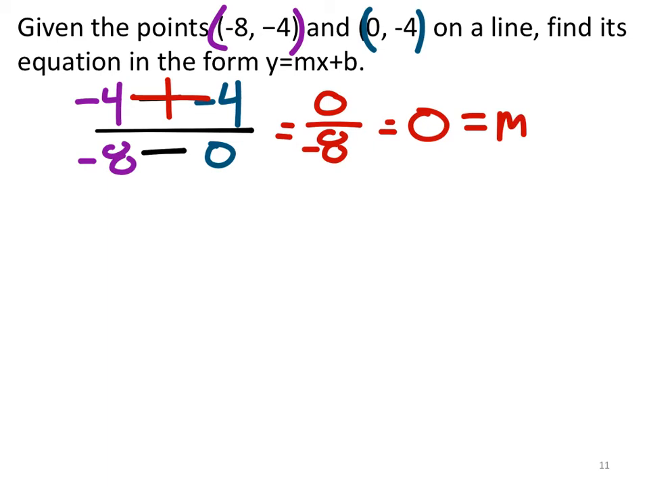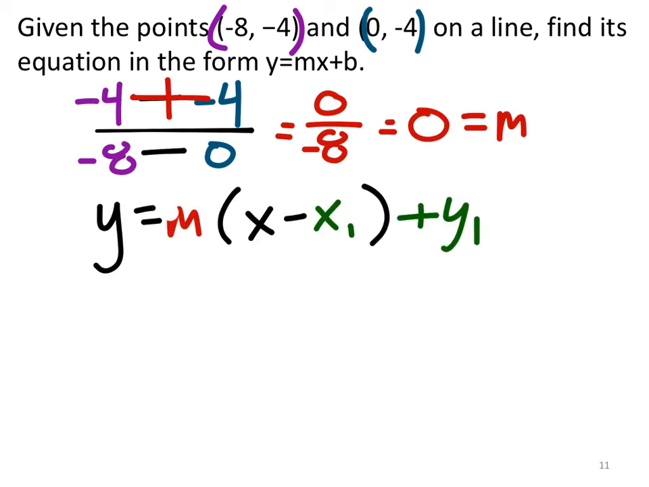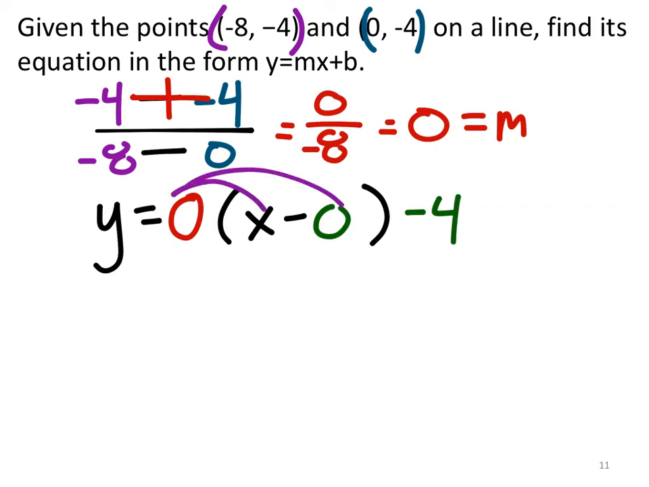So in point slope form, we now have a slope of 0, which we like. And we just got to choose which point we want to use in this point slope form. So which one do you guys want? So you chose 0, negative 4. And we'll distribute the 0 first. 0 times x is 0x. 0 times 0 is 0. So minus 0. Minus 4.